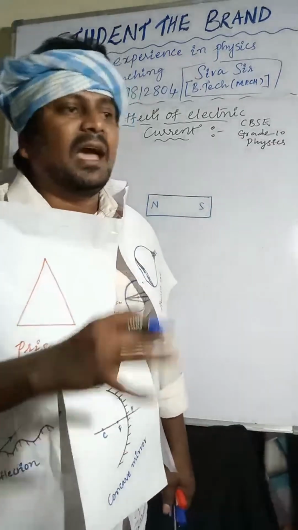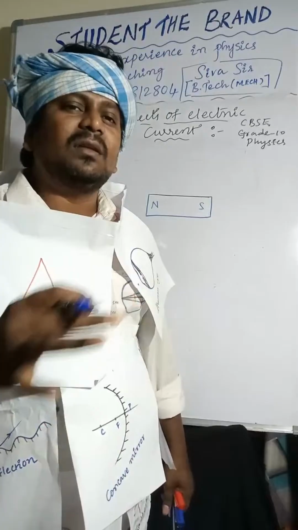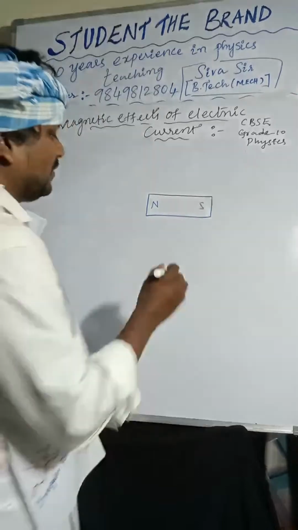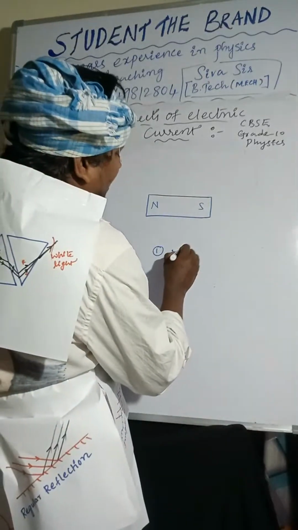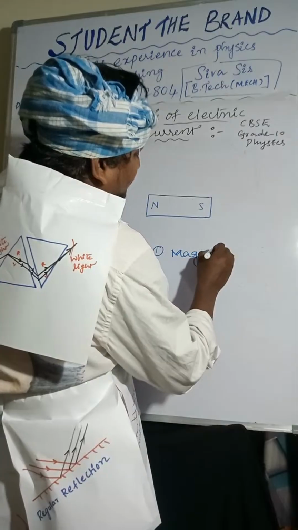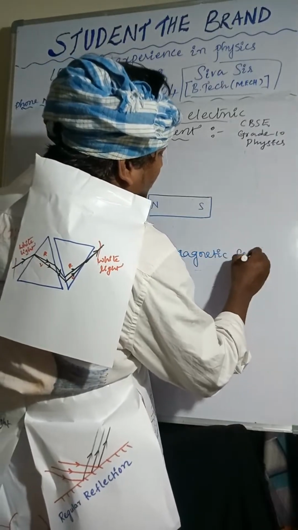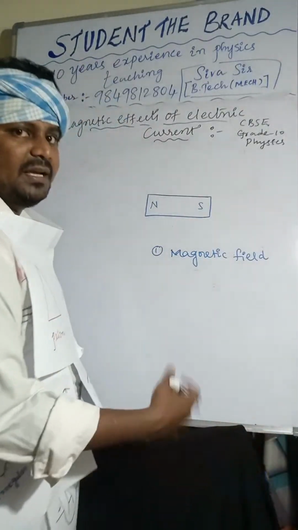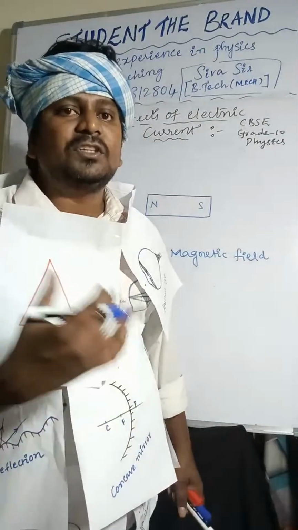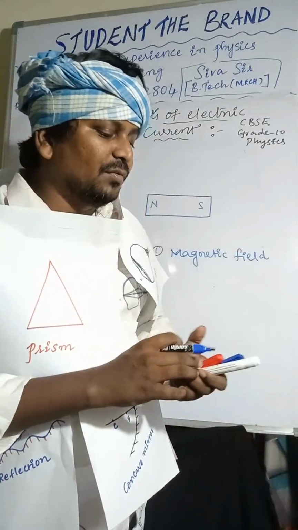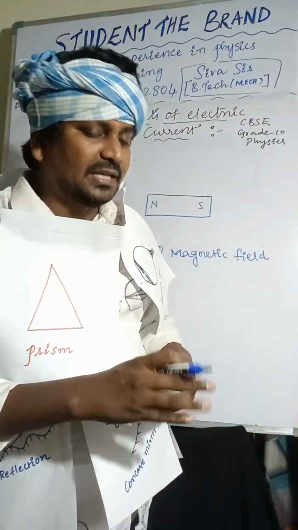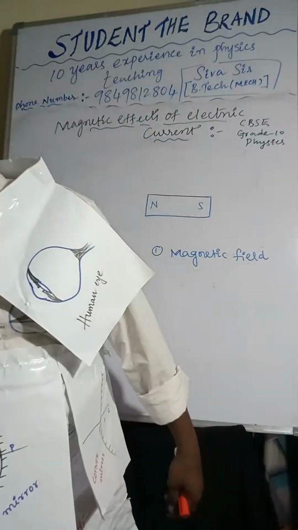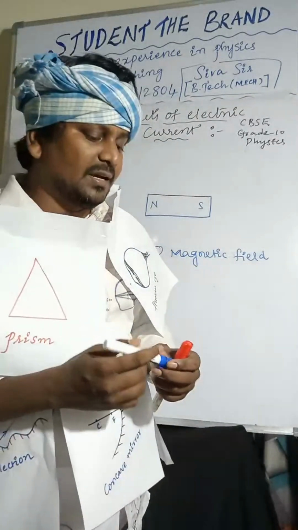And one more thing: around the magnet, a field will be there in the form of field lines. So what exactly is a magnetic field? First we have to discuss what a magnetic field is. Magnetic field is nothing but the region around the magnet in which magnetic force is exerted.